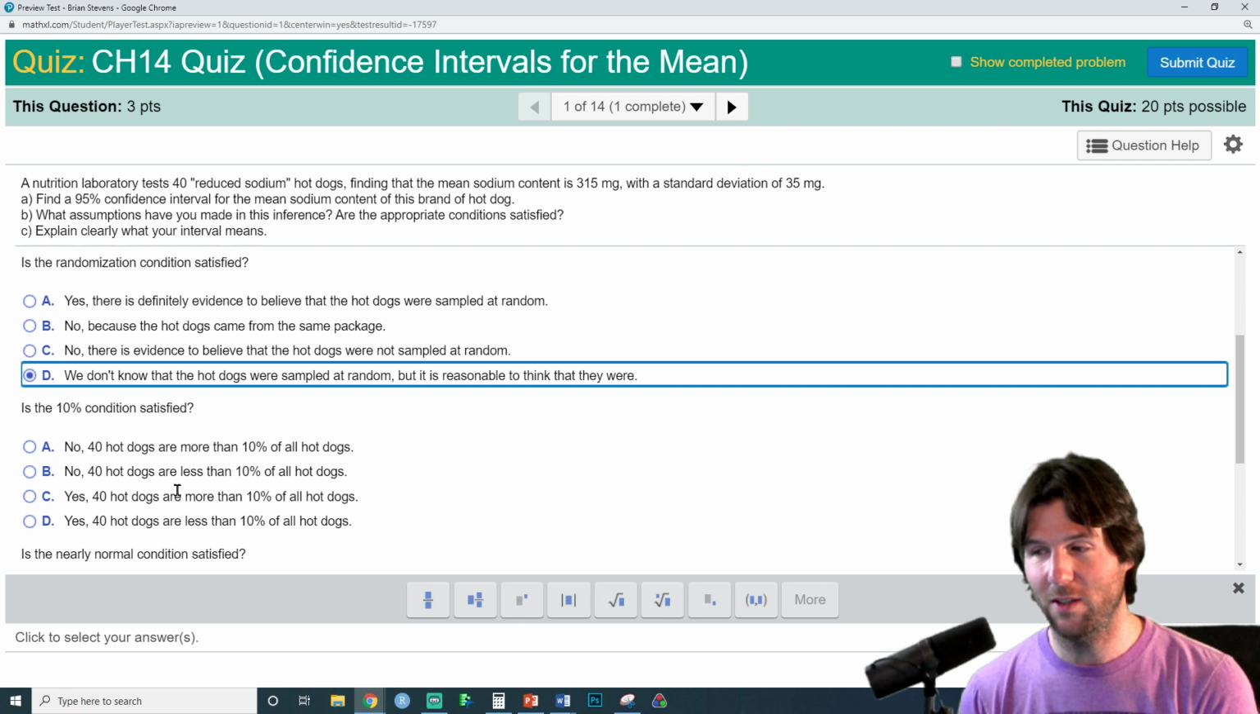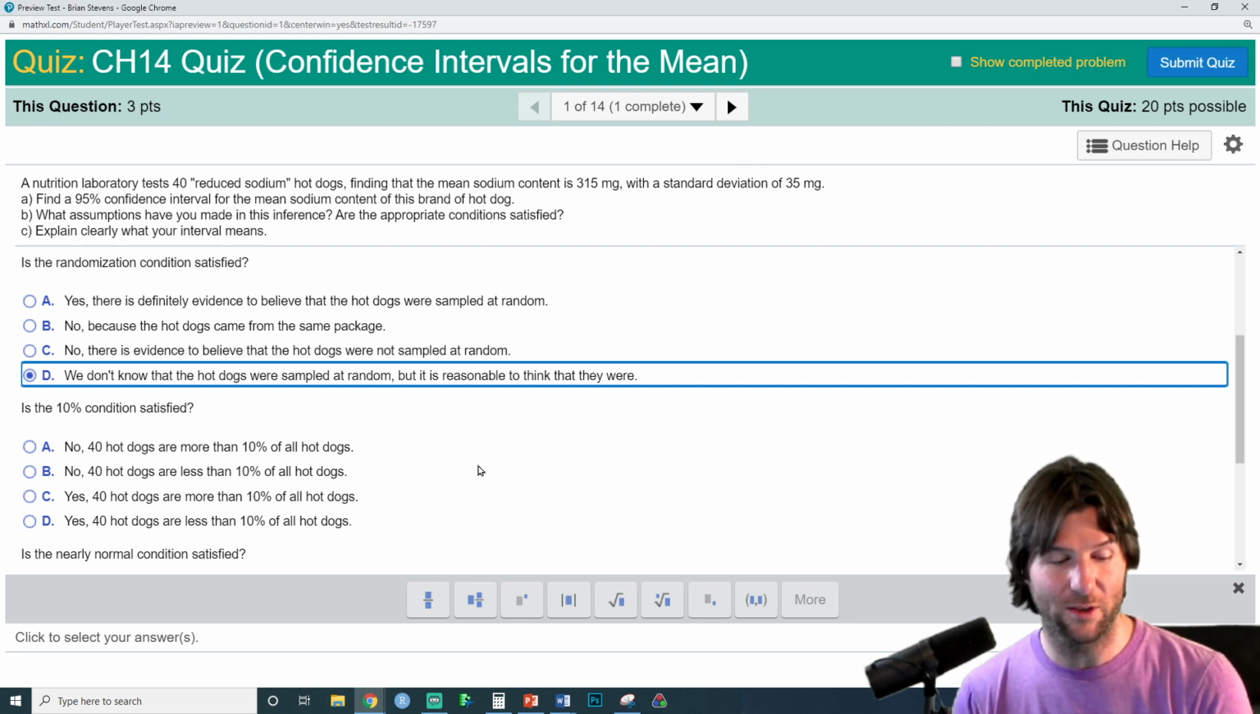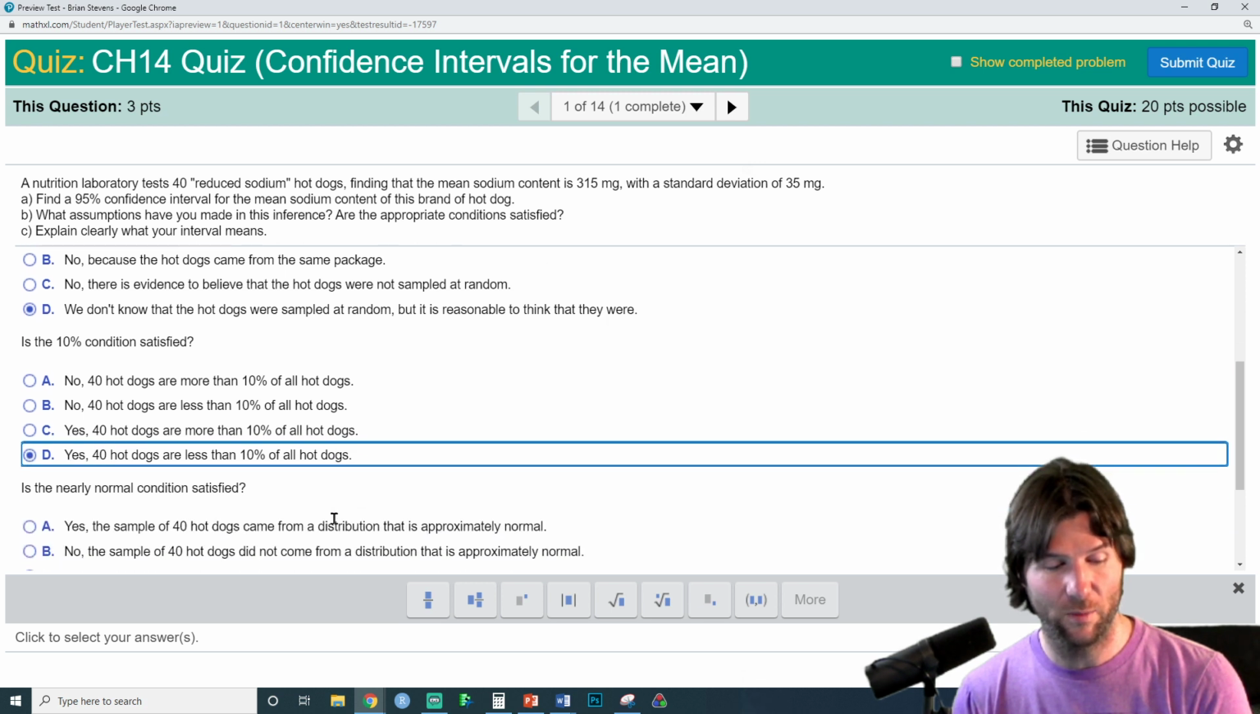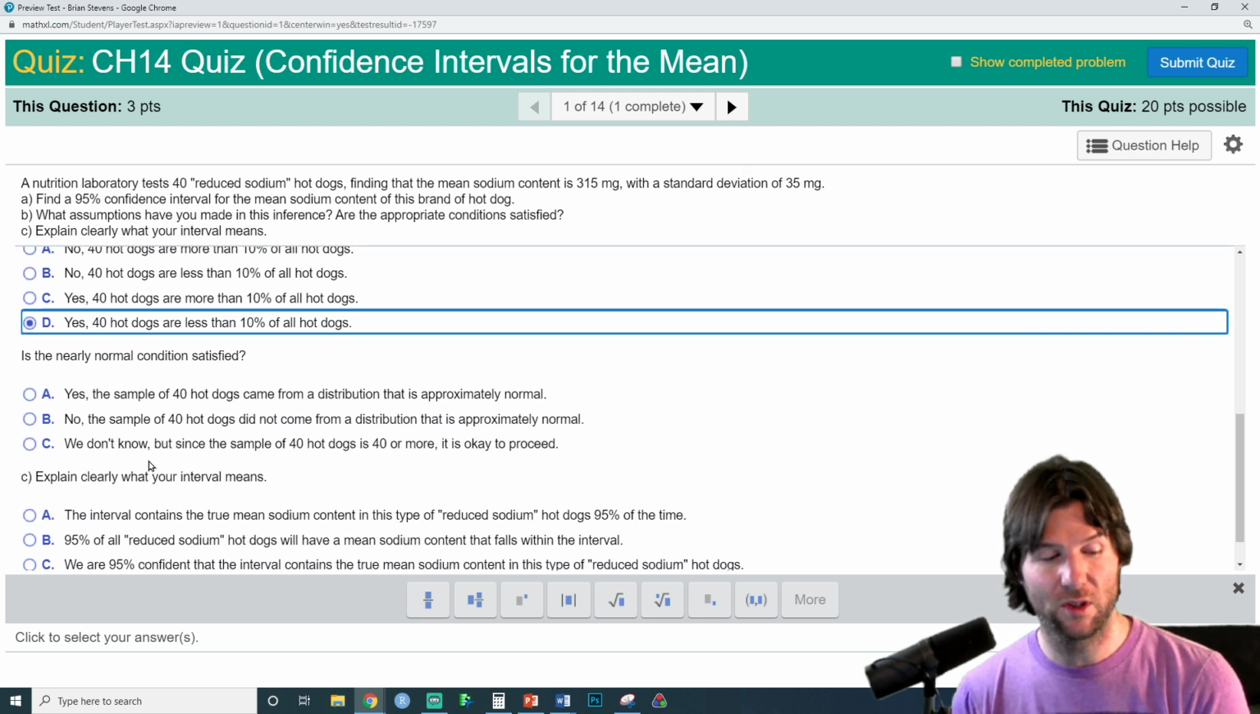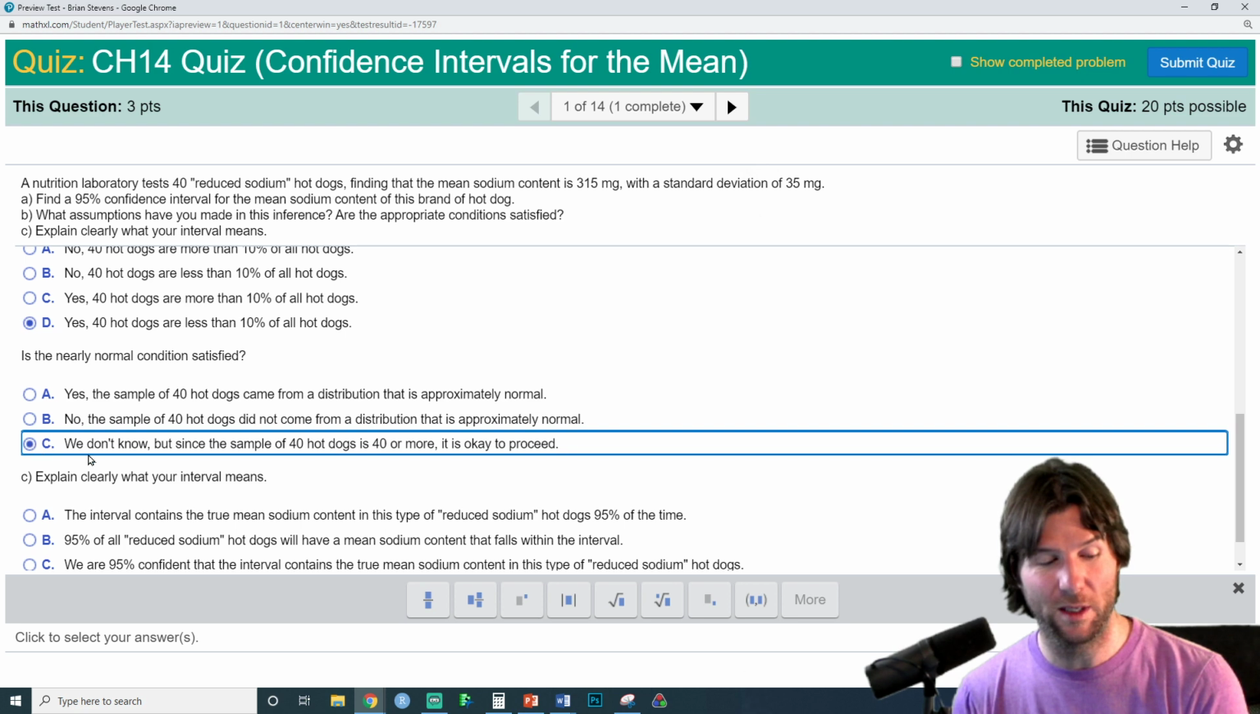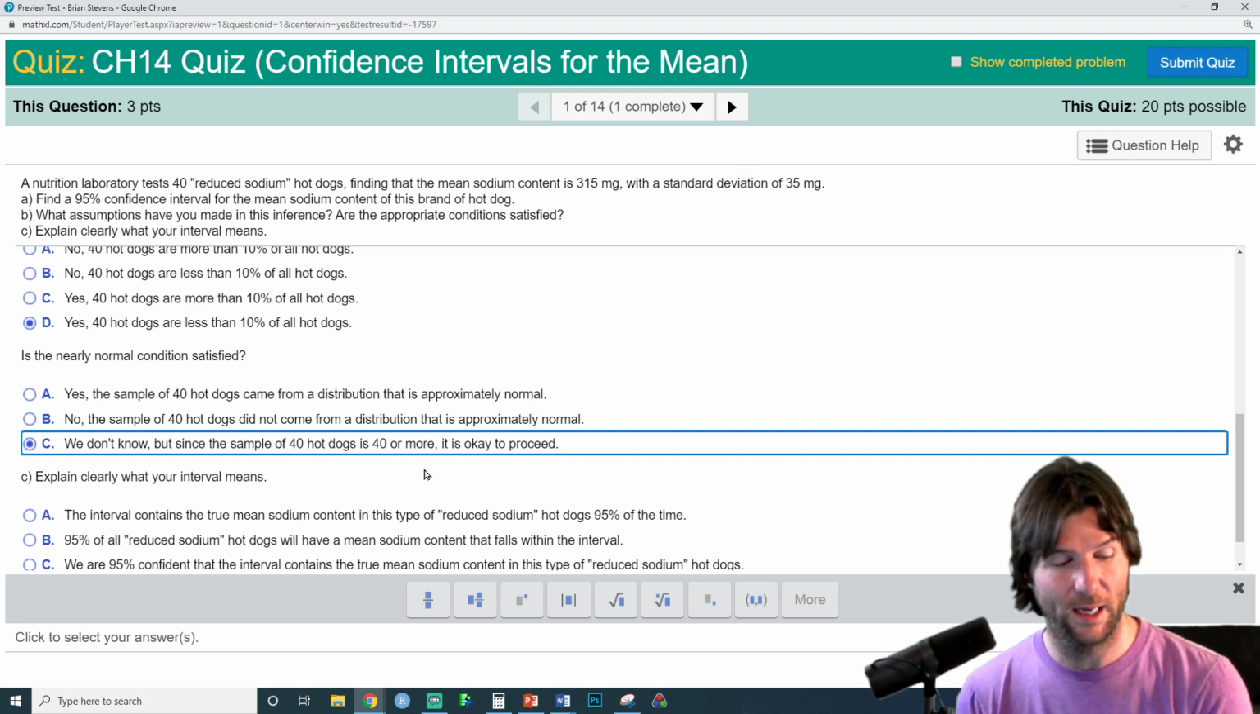Is the 10% condition satisfied? Definitely, because 40 hot dogs is way less than that. So is it satisfied? Yes. It is less than. Don't mix it up. Is the nearly normal condition satisfied? We don't really know, but 40 is large enough for us to go ahead.